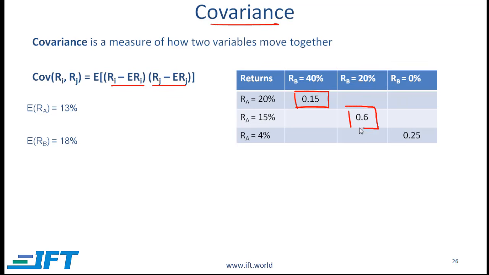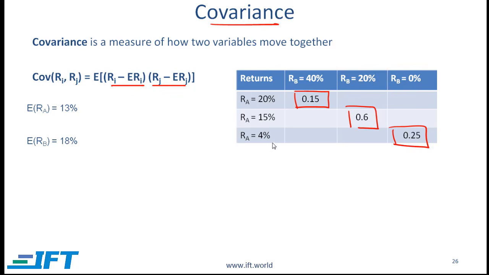There is a 60% chance, or 0.6 probability, that we will have an average economy, and in that scenario the expected return on A is 15%, the expected return on B is 20%, and finally there is a 25% chance, or 0.25 probability, that we will have a weak economy, and in that situation the expected return on B is 0 and the expected return on A is 4%.